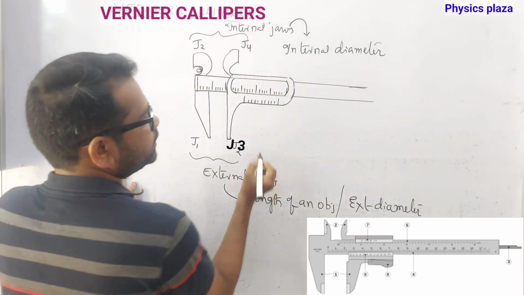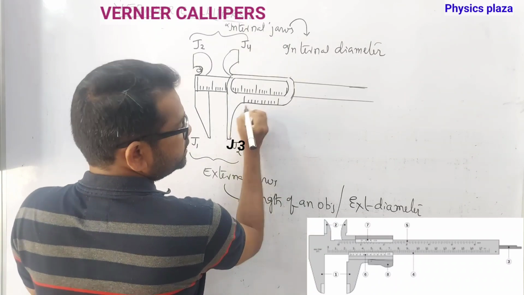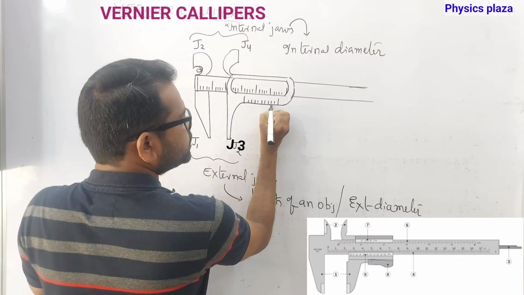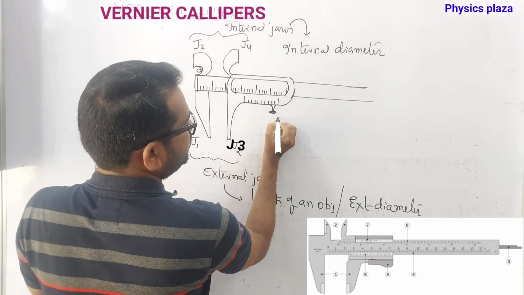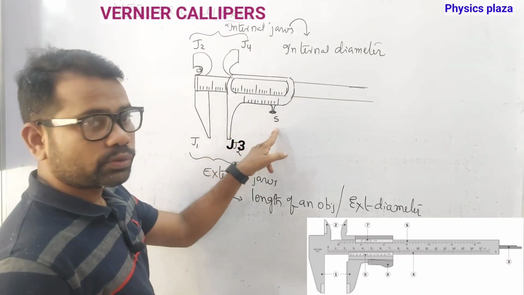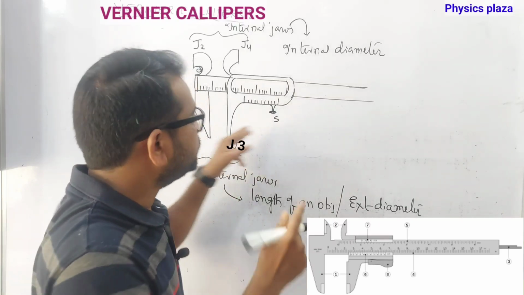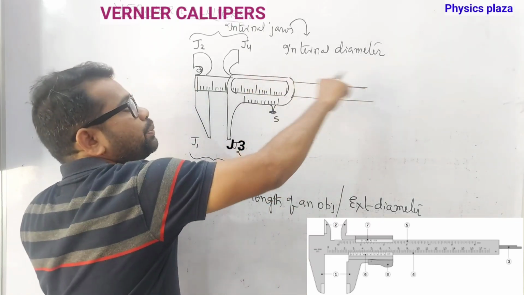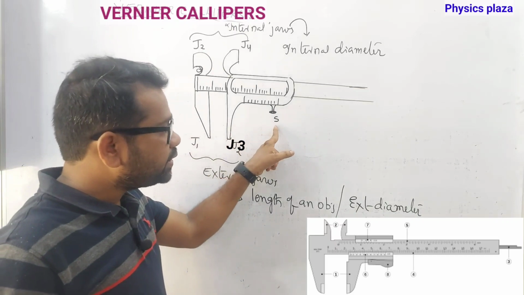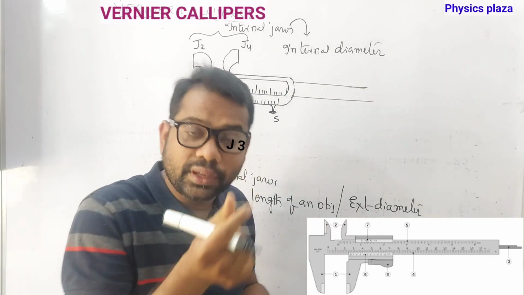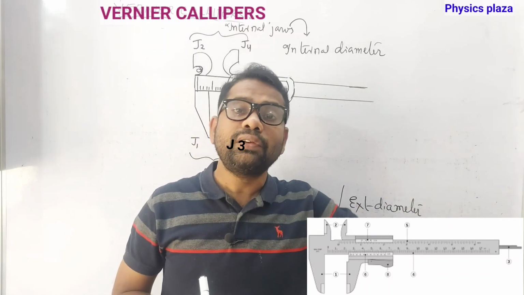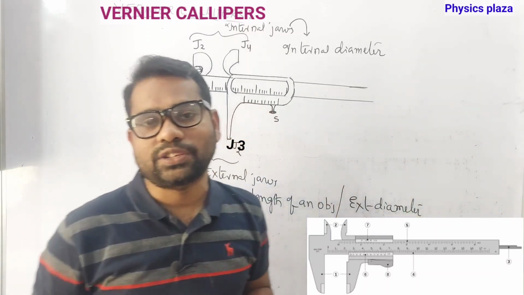Fine, children. And on this Vernier scale, one screw will be there, either here or here. Let us name it S. What is the purpose of the screw, children? As I told you, this Vernier scale can be slid. So with the help of this screw S, we can fix that Vernier scale at a given fixed position on the main scale. Is it clear?